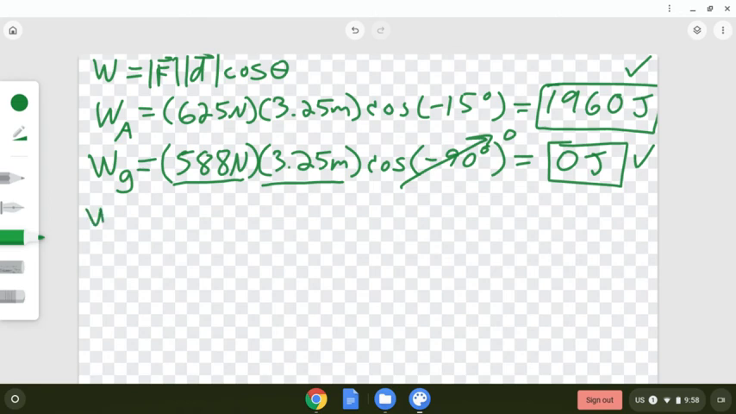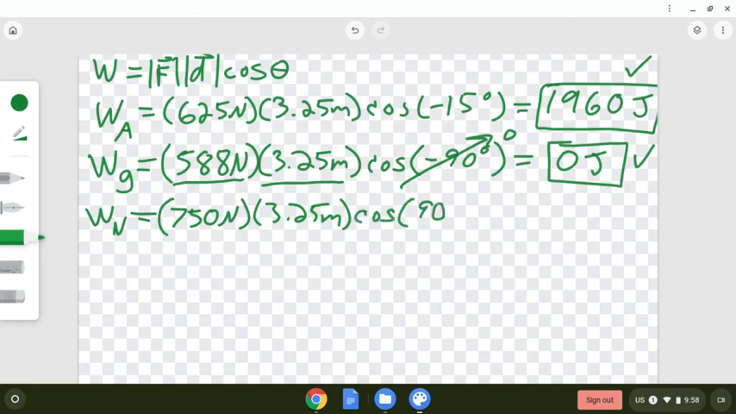Next, we needed to figure out the work done by the normal force. So work of the normal force is equal to, I'm not going to flip back, it was 750 newtons. The magnitude, again, is always 3.25 meters times cosine of the angle. And our angle here was positive 90 degrees. So again, we're going to have a positive number times cosine of 90, which is also 0.